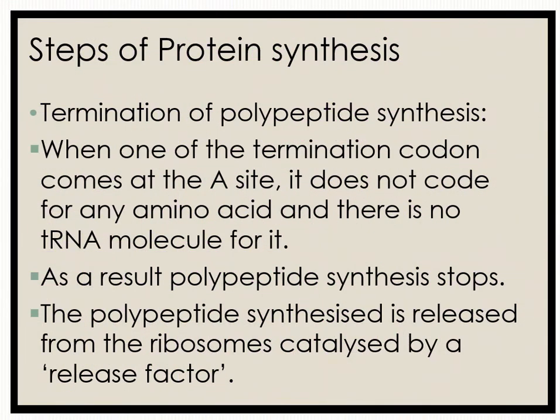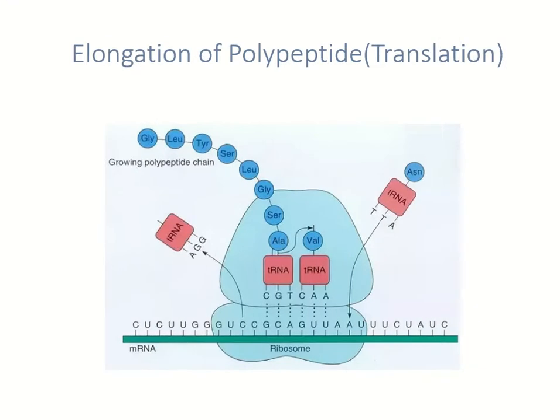Now the next step is termination, that is the release of the polypeptide chain. When one of the termination codons comes at the A site, it does not code for any amino acid and there is no transfer RNA molecule for it. As a result, polypeptide synthesis stops. So the polypeptide synthesized is released from the ribosome, catalyzed by a release factor.